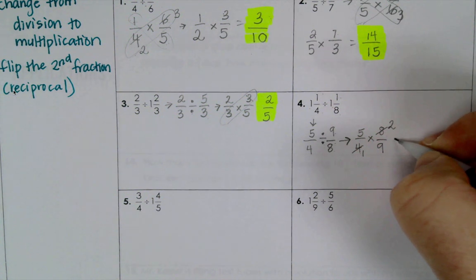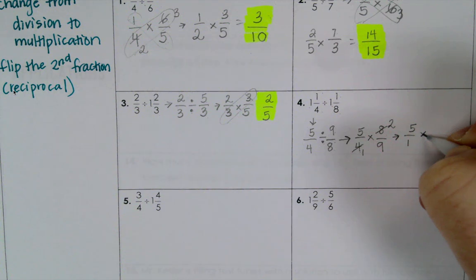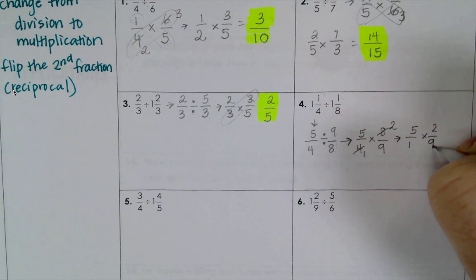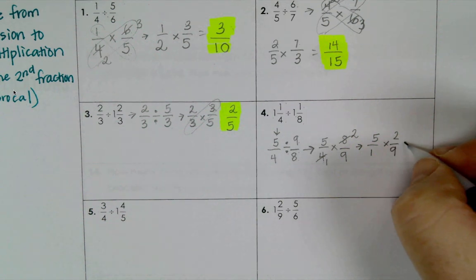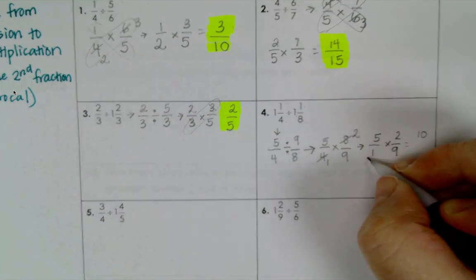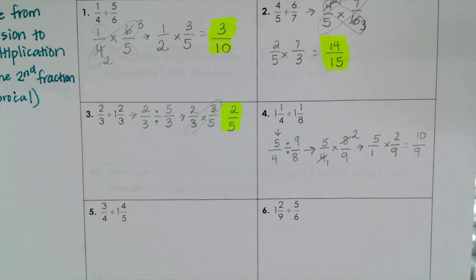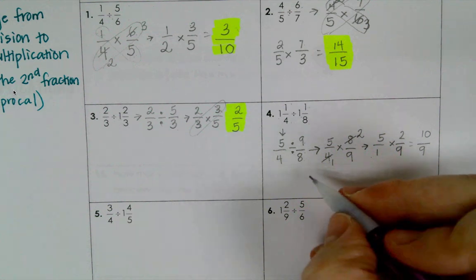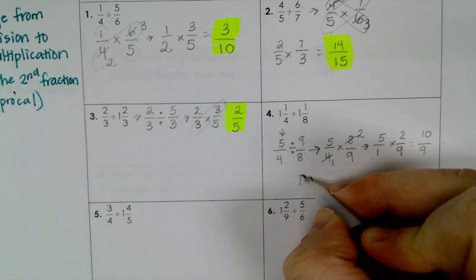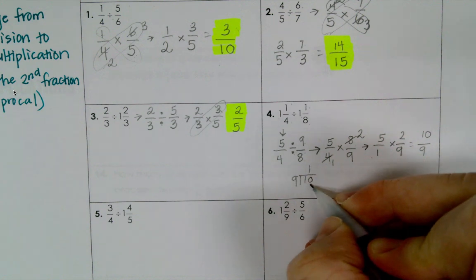And I'm just going to come over here and rewrite: 5 over 1 times 2 over 9. Oh, look what's going to happen. Now I have 5 times 2 is 10, 1 times 9 is 9. We cannot leave this as an improper fraction. We have to divide. So 10 divided by 9. 9 goes into 10 one time. 1 times 9 is 9.